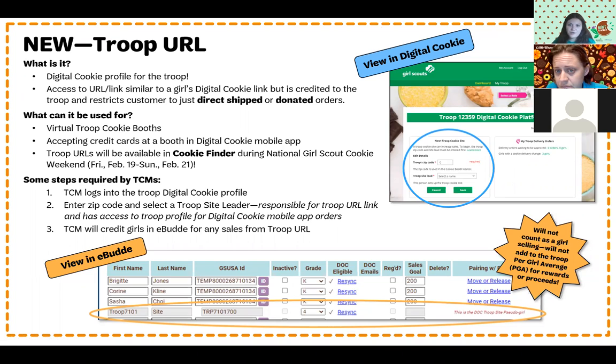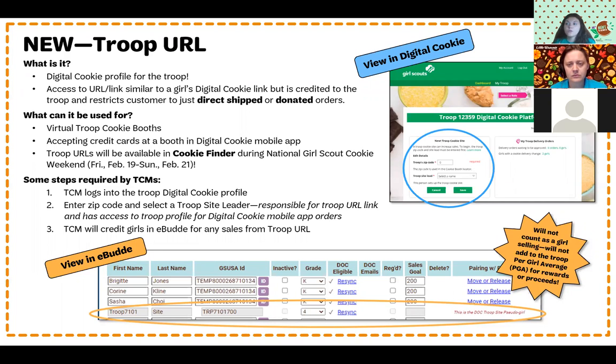So new this year, we have a new troop URL, which is, okay, let me back up. You may have questions. The new troop URL is a digital cookie profile for your troop, and it will be similar to a girl's digital cookie link, but it is credited to the troop instead of a specific girl, and it restricts the customer to just direct shipped or donated orders.